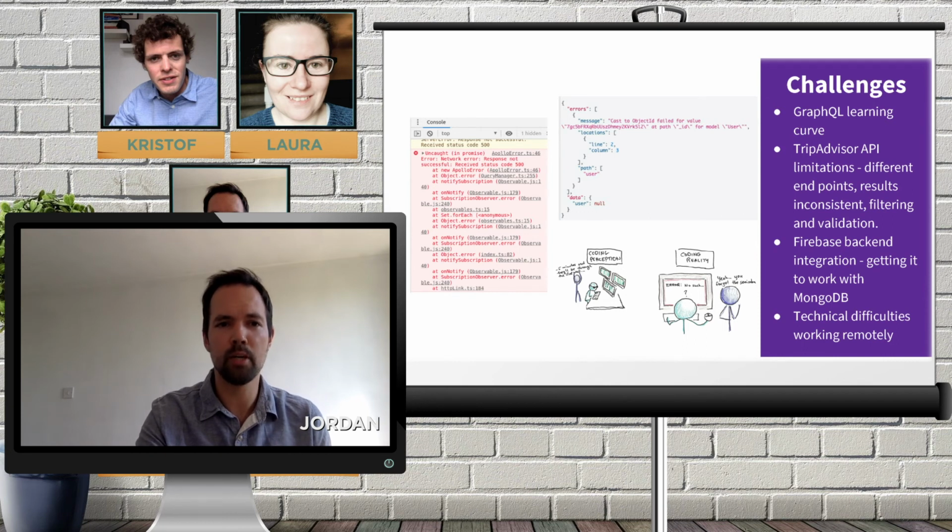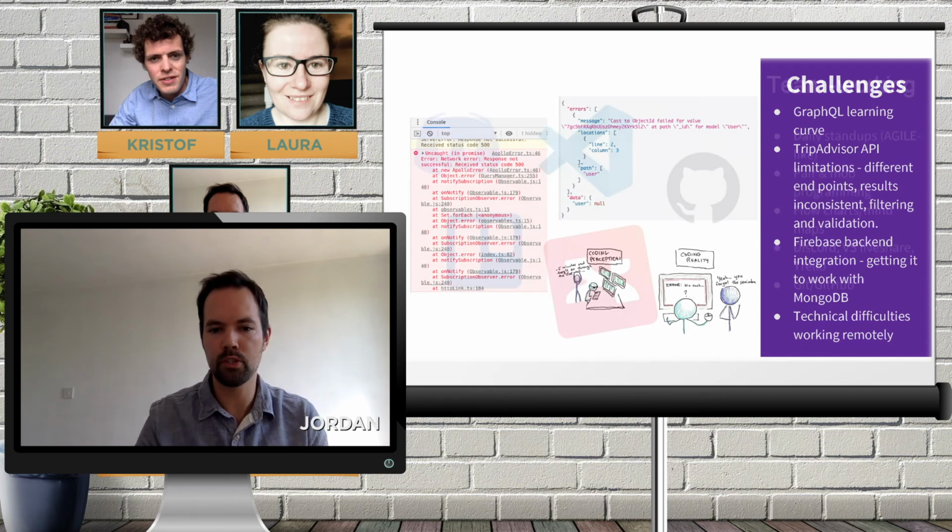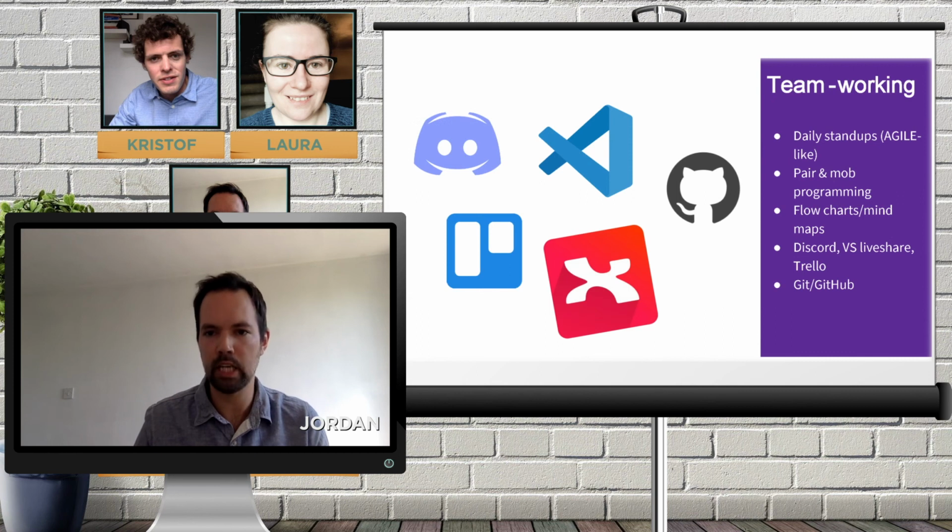Which moves nicely onto how we worked as a team. I'll just briefly explain that. We used agile practices like daily stand-ups, and we had a virtual Kanban board using Trello. For the stand-ups we used Discord, and we had our own channel in Discord, and we probably had two, if not three, stand-ups a day.